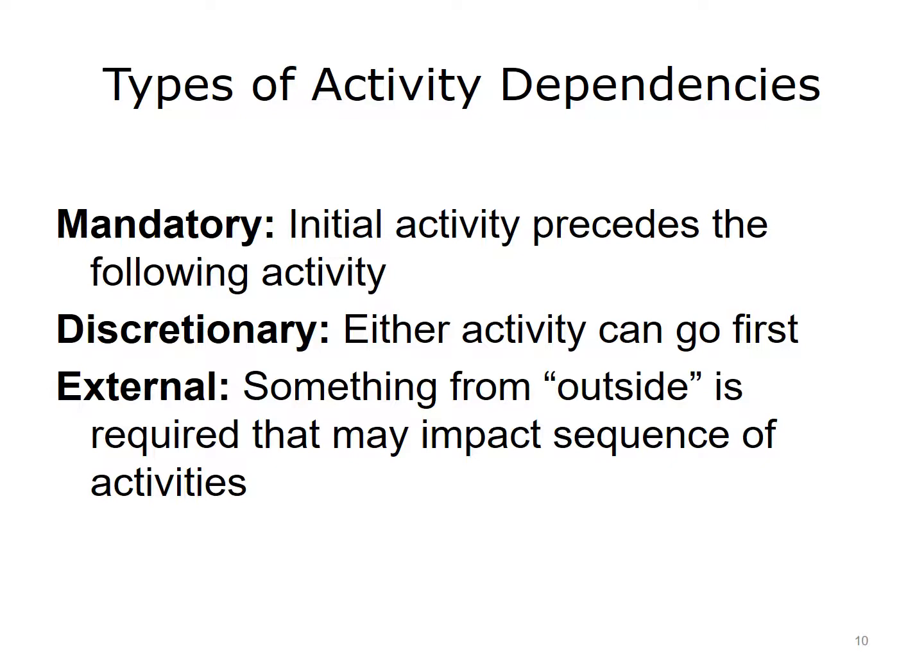Discretionary dependencies involve using best practices when sequencing activities. For example, plumbing and electrical work in construction can be performed in either sequence, so the manager will have to use best judgment here. An external dependency is something that is required from outside the project, and it can impact the sequence of activities. Permits or inspections are examples of external dependencies.